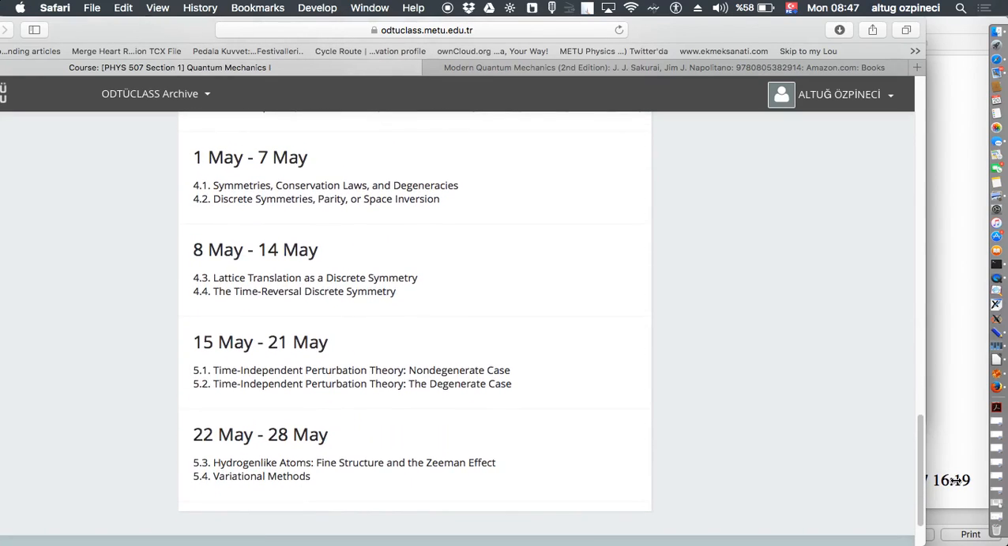And then we have the symmetries, and we close the semester with perturbation theory. We will be sticking with time-independent perturbation theory. Time-dependent perturbation theory will be left for the next semester. This is ideally what we should cover, but to be honest, I don't find it so realistic that we will be able to cover all of this. We don't need to cover all of this.